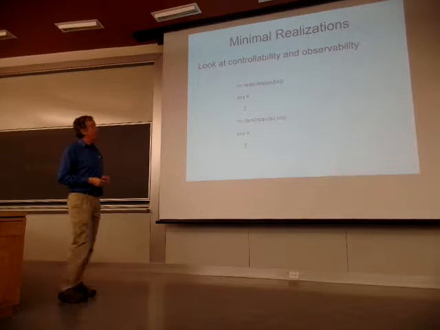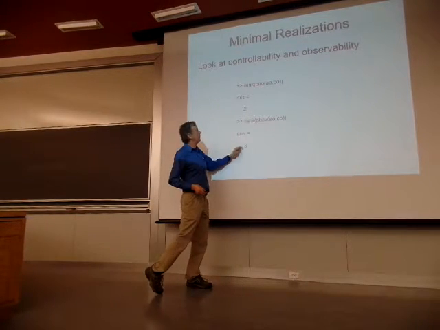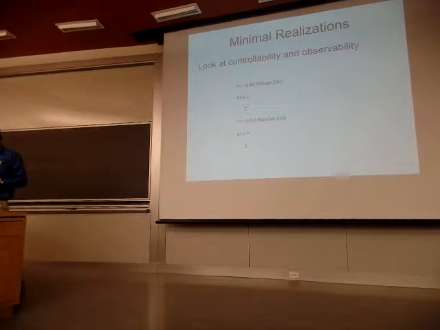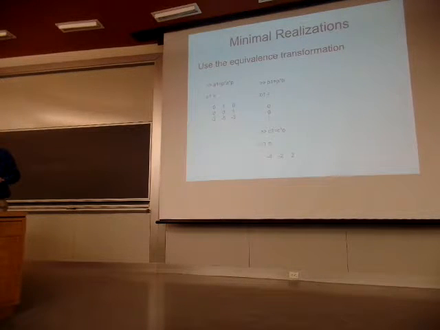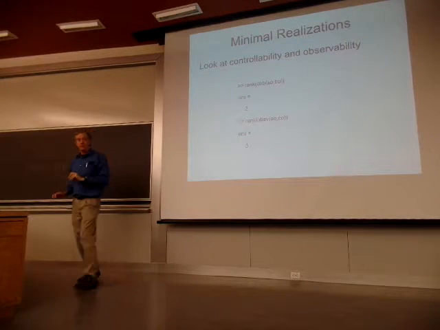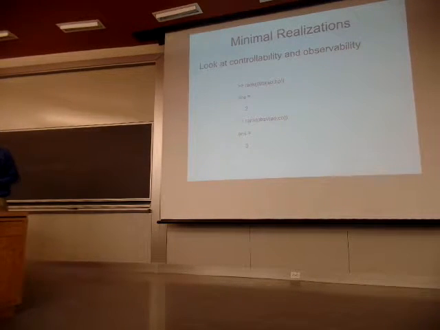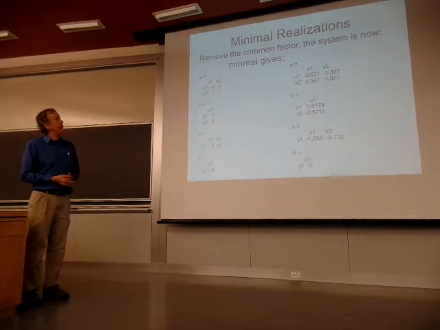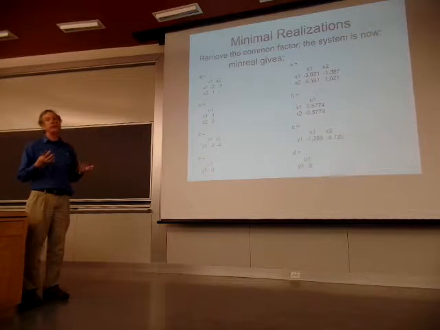If you look at controllability and observability, in this case, when I had it in controllable form, it was controllable, but not observable. When I transform it to observable form, it's now observable, but not controllable. Same pole zero cancellation in the transfer function. Okay. Now, there's a way of removing this common factor.